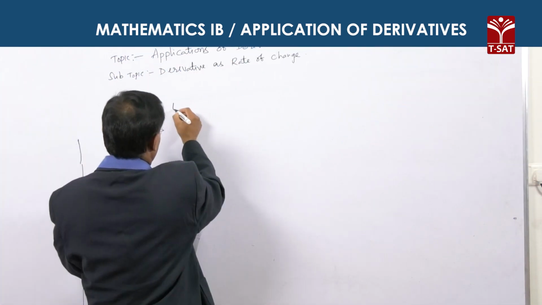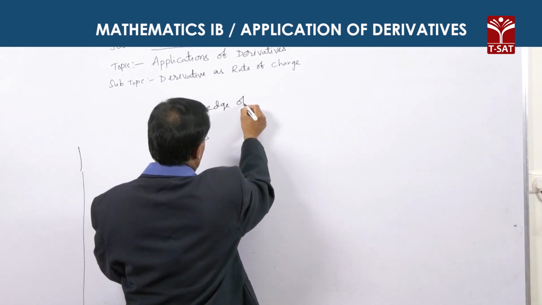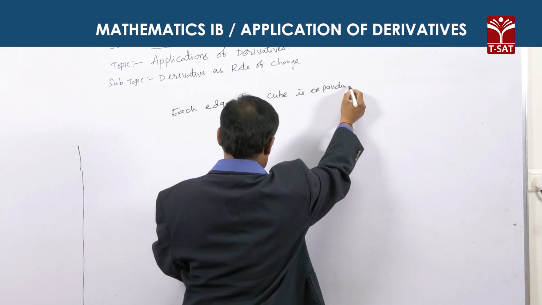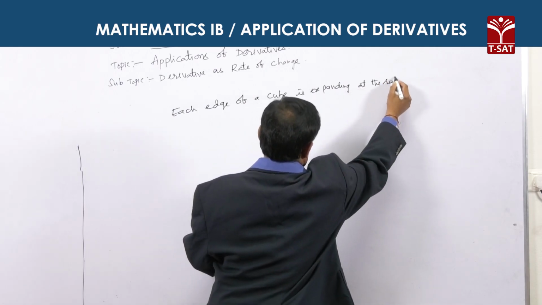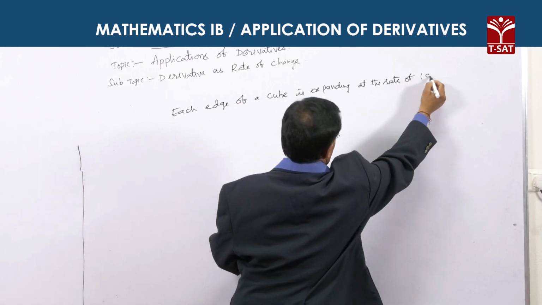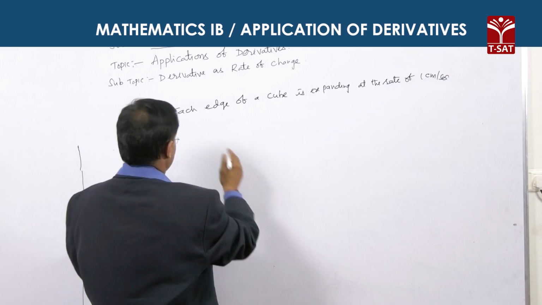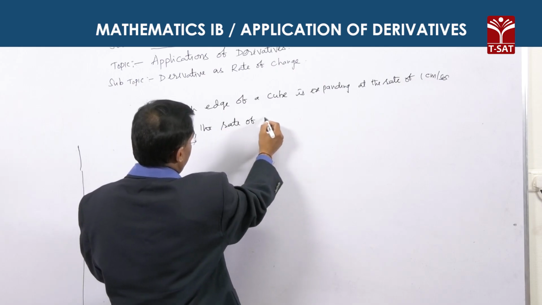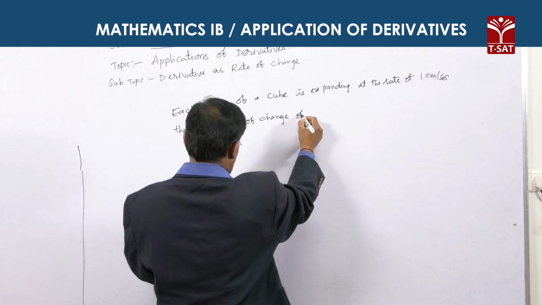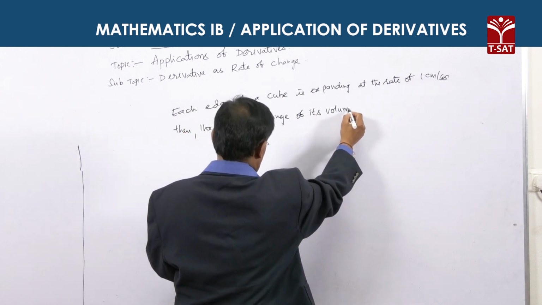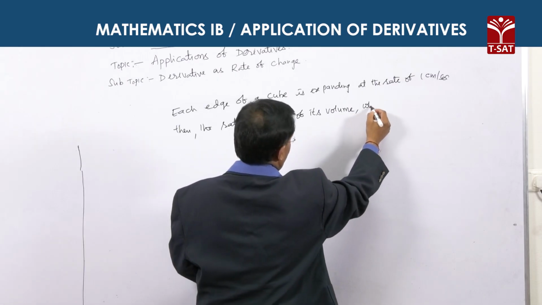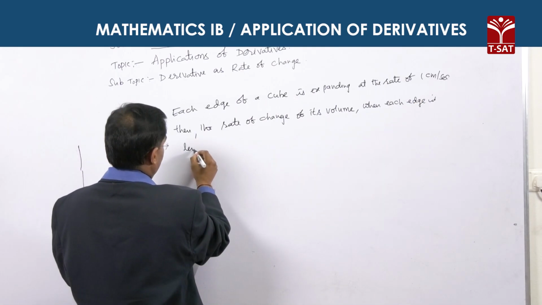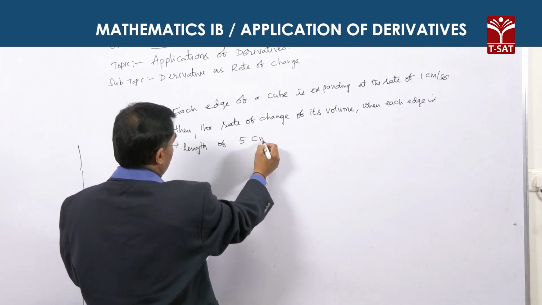Right. Next question: each edge of a cube is expanding at the rate of 1 centimeter per second, then the rate of change of its volume when each edge is of length 5 centimeters is dash.